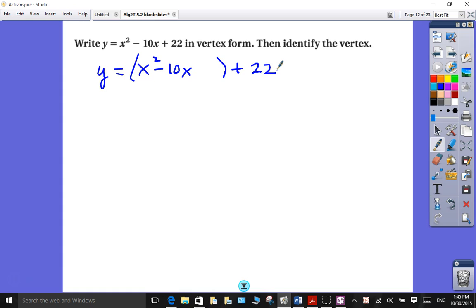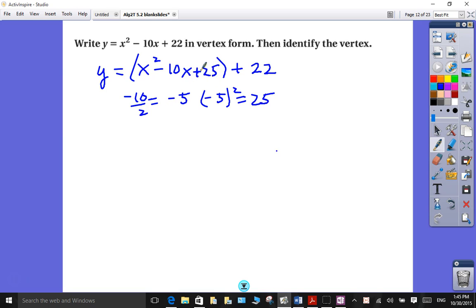Silence. I'll just talk to myself, okay? Half the middle term squared. You were thinking of that, right? Well, if you just keep it in your head, then I have nothing to go off of, right? So negative 10 over 2 is negative 5, right? Negative 5 squared is 25. So I put in a plus 25.